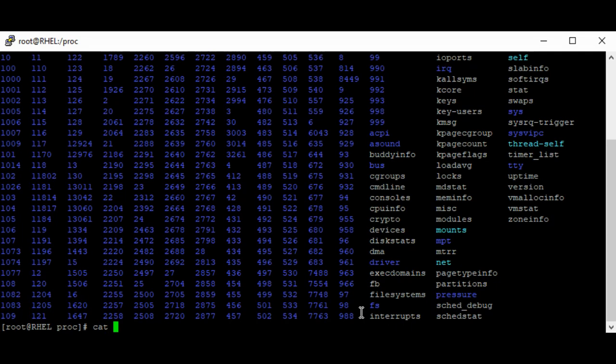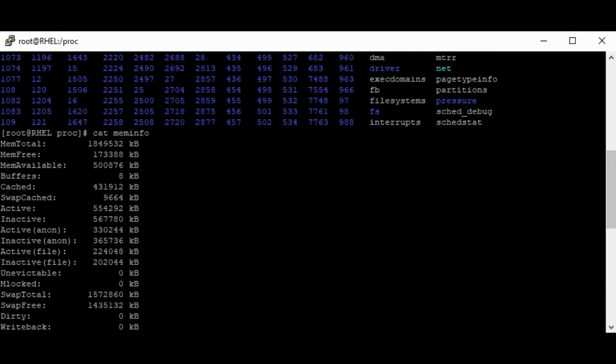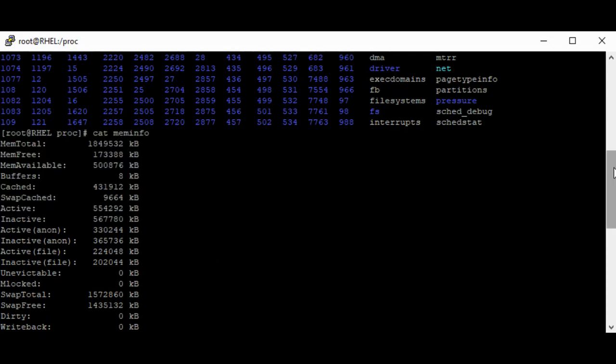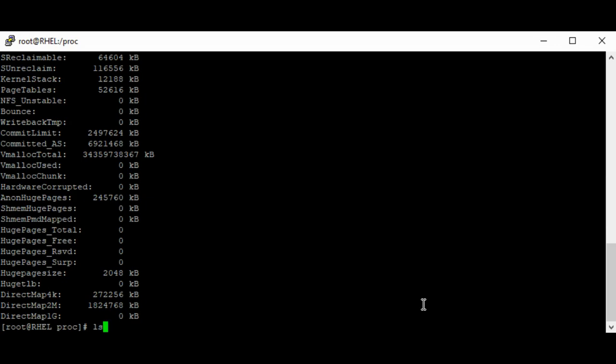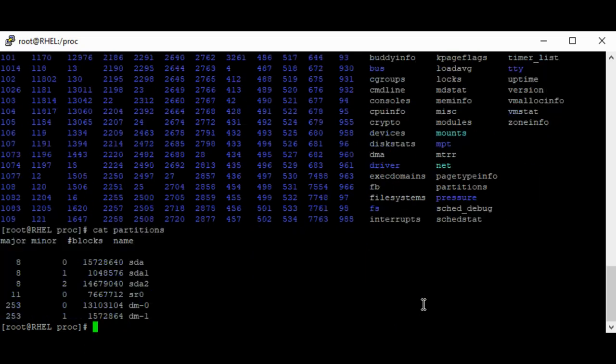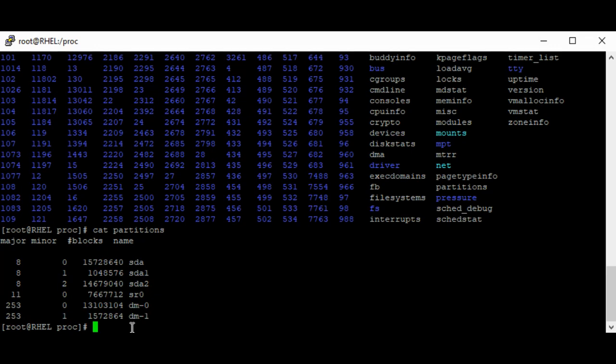So if I look at the meminfo file, it's going to give you the current memory information. So it's presenting everything that is currently happening on the system as a file. Let's look at other information we can get. Look at the partitions file. So you can see the partitions that are currently on the system.